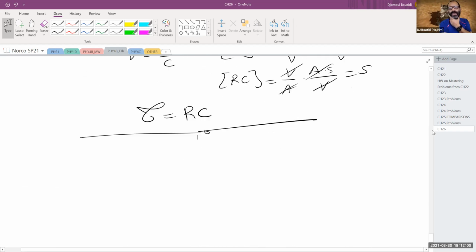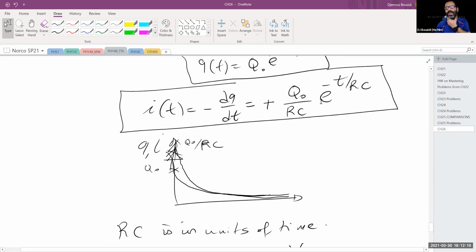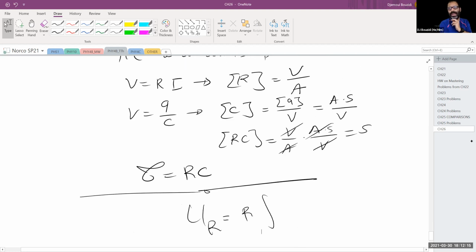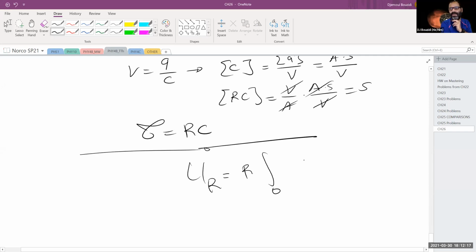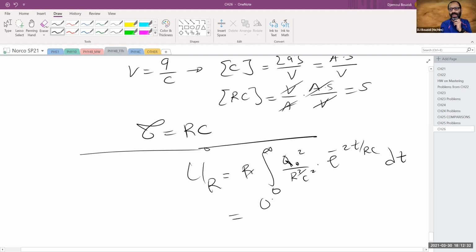So the energy in this case, the energy dissipated in the resistor while we're discharging, is going to be R times the integral of I squared. And I squared has this number in it, Q naught squared over R squared C squared, times the exponential of -2t. So it's going to be, again, the integral from 0 to infinity of Q naught squared divided by R squared C squared times the exponential of -2t over RC dt. And again, the R squared and the R cancel, and we'll be left with Q naught squared over RC squared.